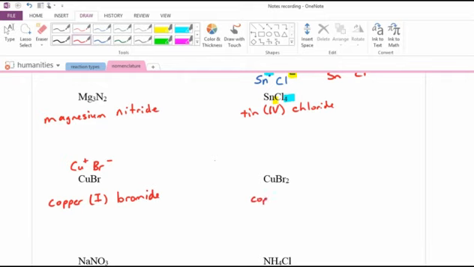CuBr2, got copper, again needs a Roman numeral. Br is still bromide, and Br is still a -1 charge. So in order to put that 2 down there as a subscript, copper has to have a +2 charge. So we have a Roman numeral 2.